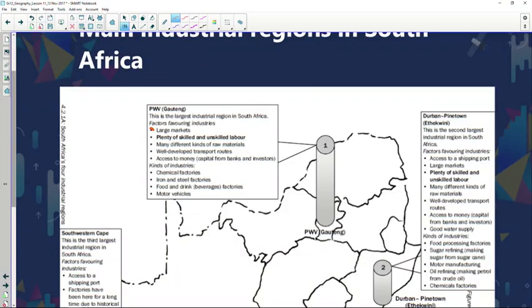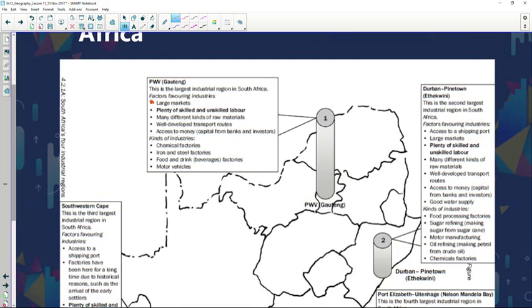If you look at the kind of industries that we find in the area, it's usually chemical factories, and iron and steel factories that we usually find close to Vereniging, like African Steels. Food and beverage factories and motor vehicles are situated over there. Now, the next one, which we actually concentrated on in 2007 in the final November exam, was the Durban Pinetown industrial area.